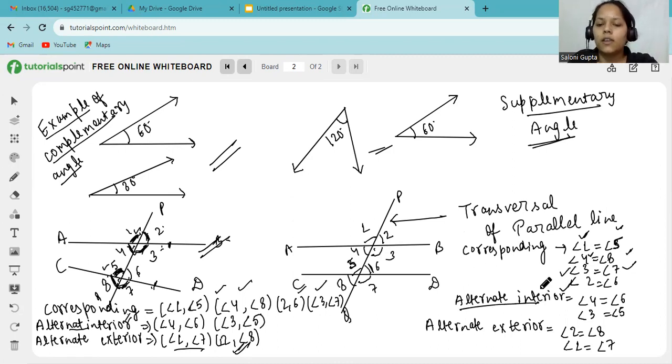Then alternate interior angles will be equal when the lines are parallel. So angle 4 will be equal to angle 6, and angle 3 will be equal to angle 5. And in the case of alternate exterior angles, they will also be equal. So angle 2 will be equal to angle 8, and angle 1 will be equal to angle 7. Then we know about the co-interior angles also. The co-interior angles will be supplementary when the lines are parallel. So this is the case when the lines are parallel and a transversal is formed.